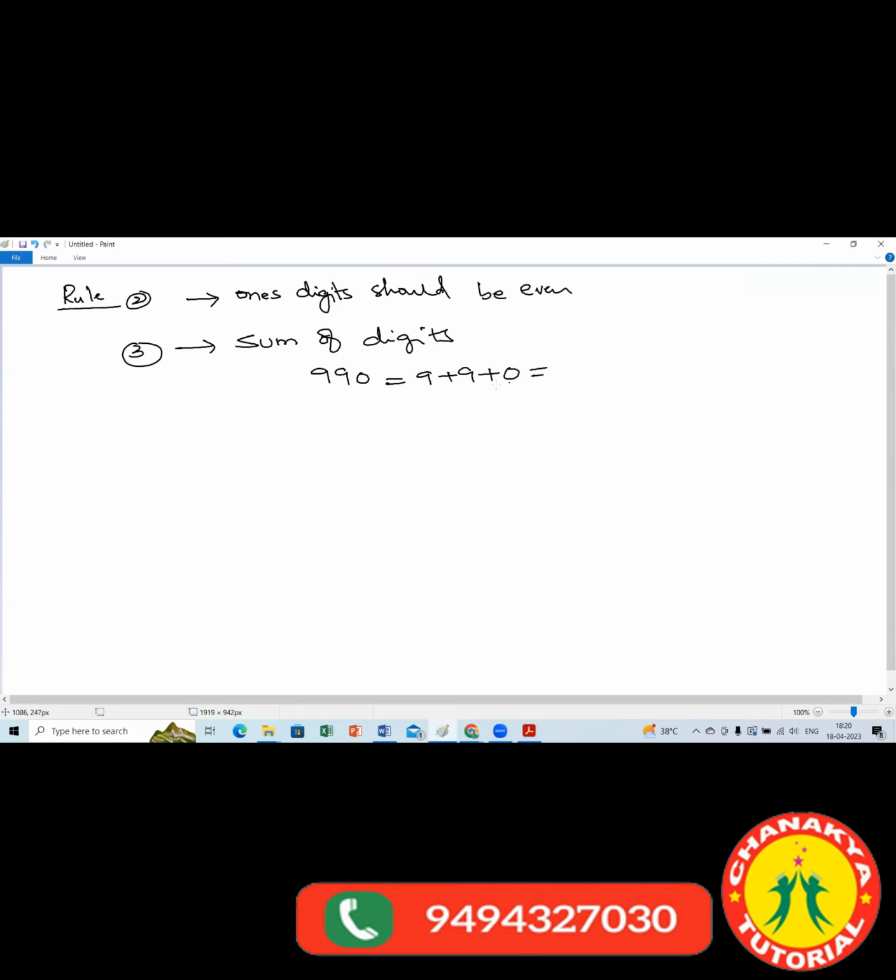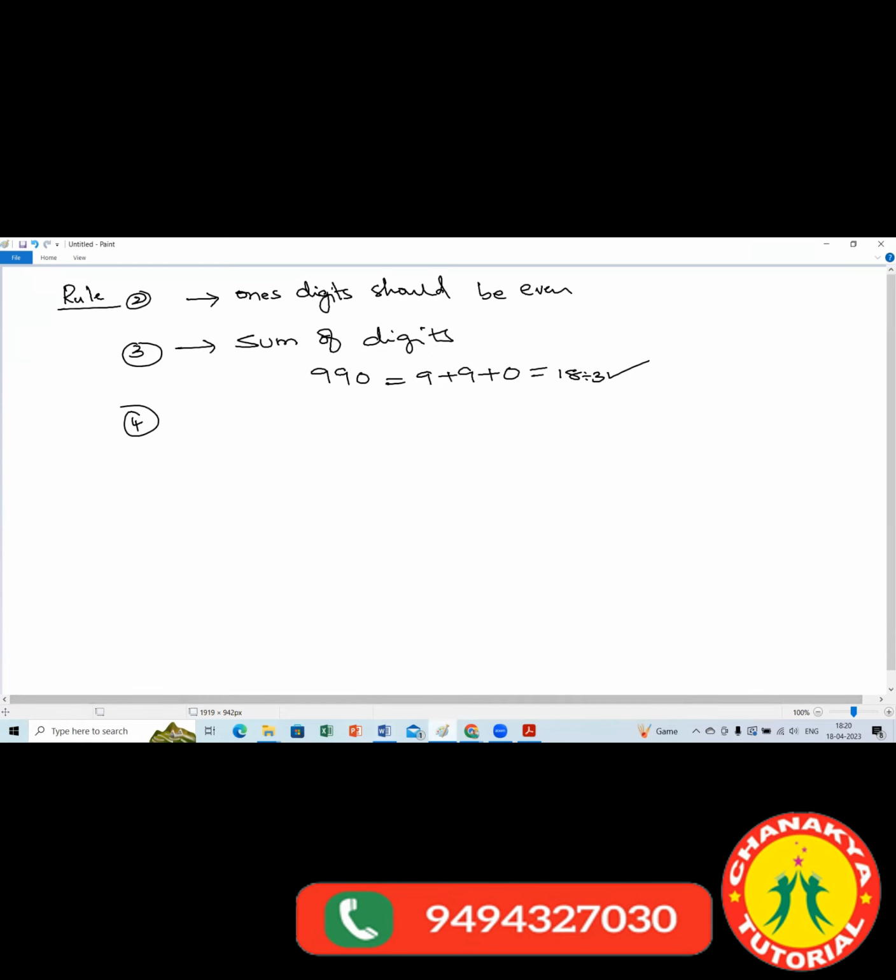What is the value? 9 plus 9 plus 0. Ma'am, 18. Ma'am, 18 will come in the 3 table. Yes, ma'am. Yes. So it is divisible by 3. Go with the 4 rule, right?